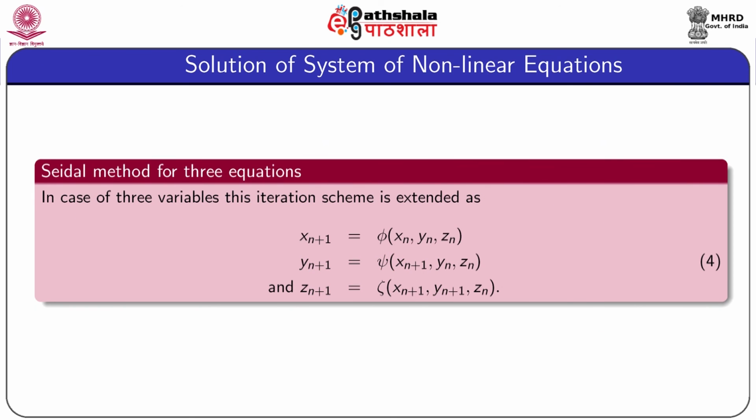And in case of 3 variables, the iteration scheme is extended as xn plus 1 equal to phi of xn, yn, zn.